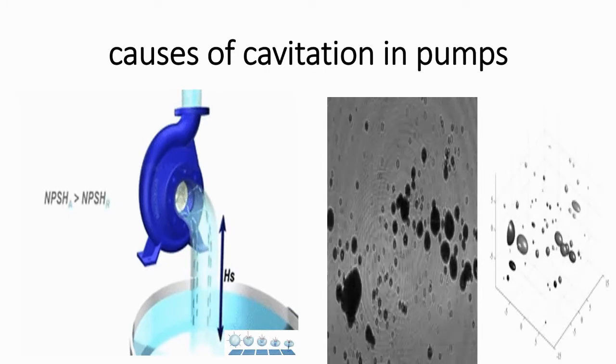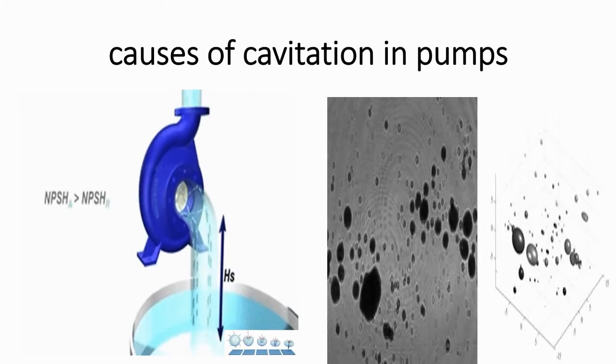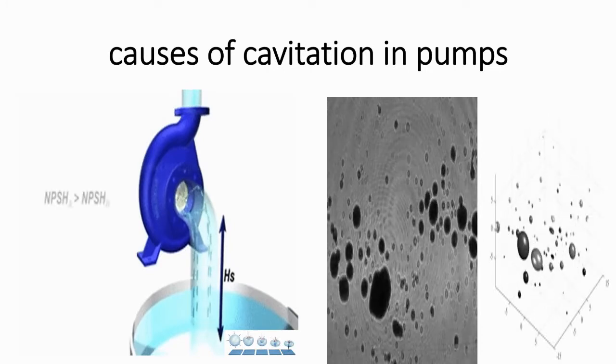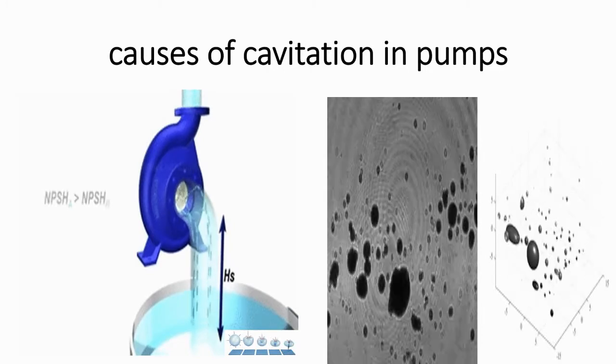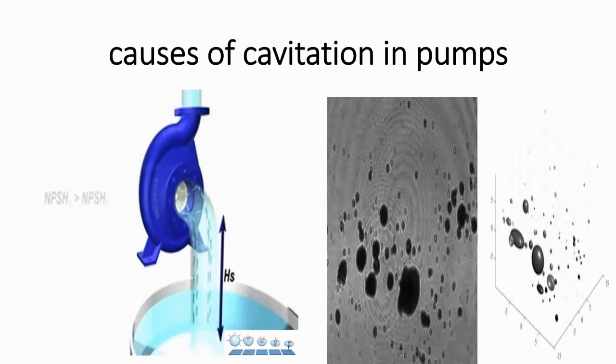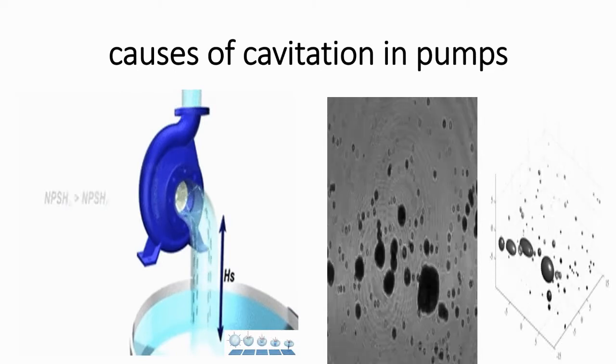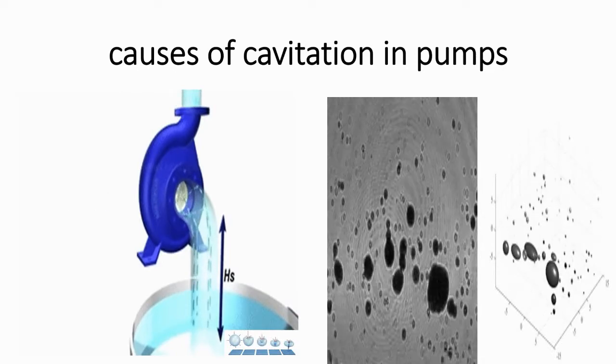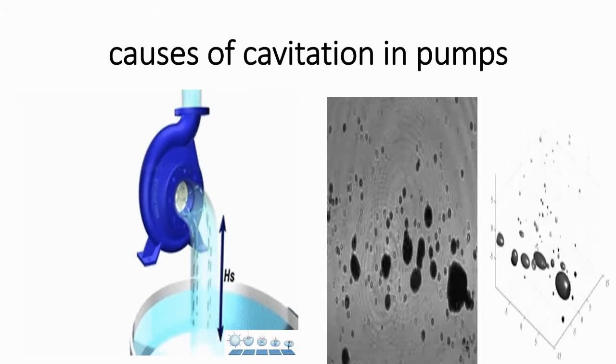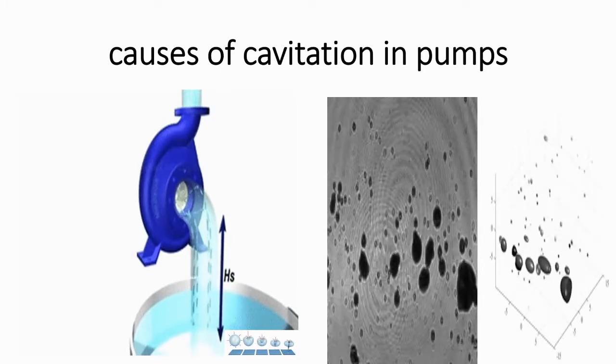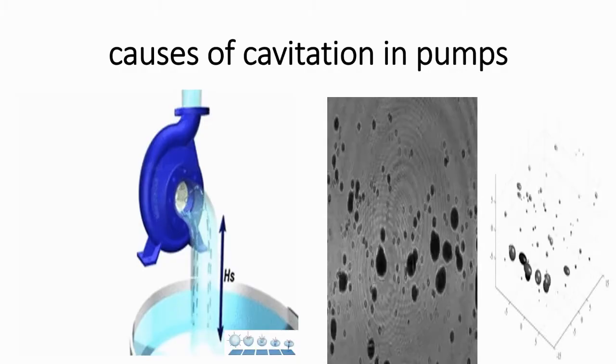The end result of cavitation is the collapse of the vapor bubbles inside the pump, which can cause several problems. The first problem is a reduction in the pumping capacity of the pump. If the pump is unable to keep up with the incoming flow, then an overflow situation may occur. Cavitation also causes damage to the pump.